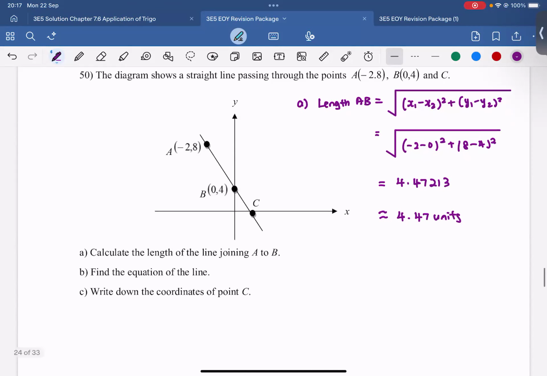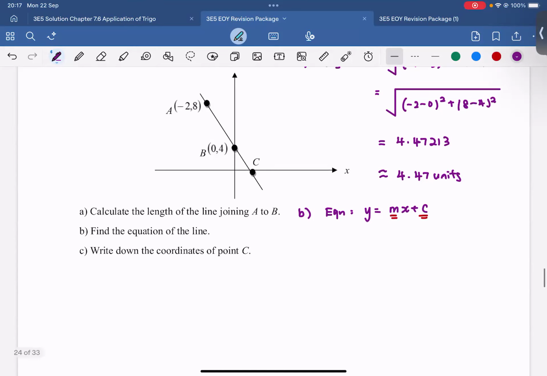Okay, next. Find the equation of a line. The equation of line is in the form of y equals to mx plus c. What you need to do, you need to find the value of m, you need to find the value of c, put it in. So first find the gradient of AB. Formula for gradient, y2 minus y1 over x2 minus x1.